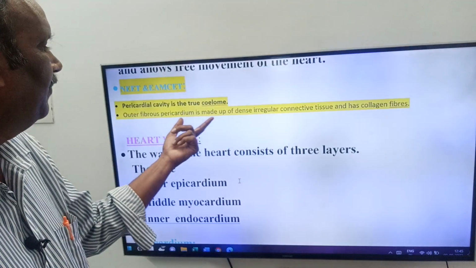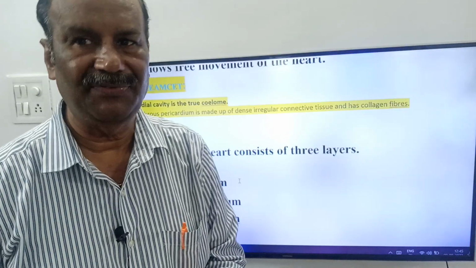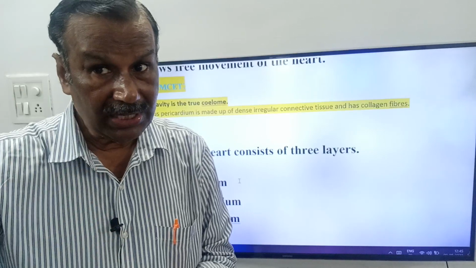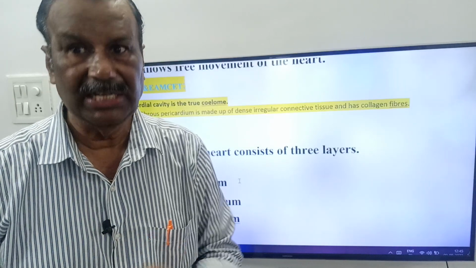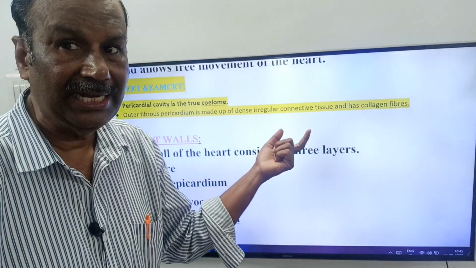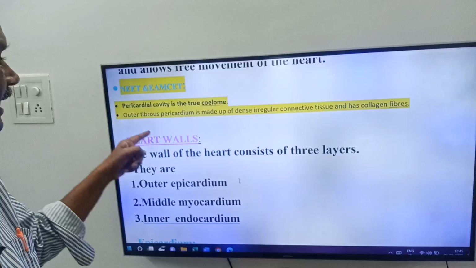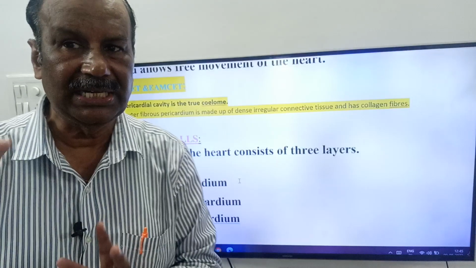Next, outer fibrous pericardium is made up of dense, irregular connective tissue and has collagen fibers. The outer fibrous pericardium, you know, friends, it is made up of what, friends? It is made up of dense, irregular connective tissue and collagen fibers. Friends, this is for MSET and NEET.